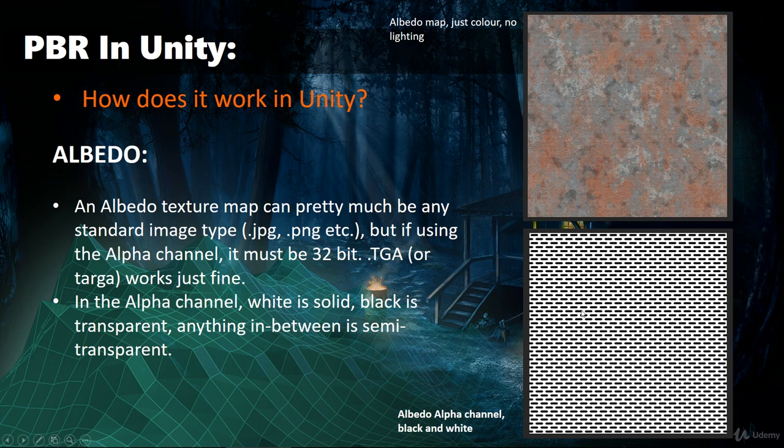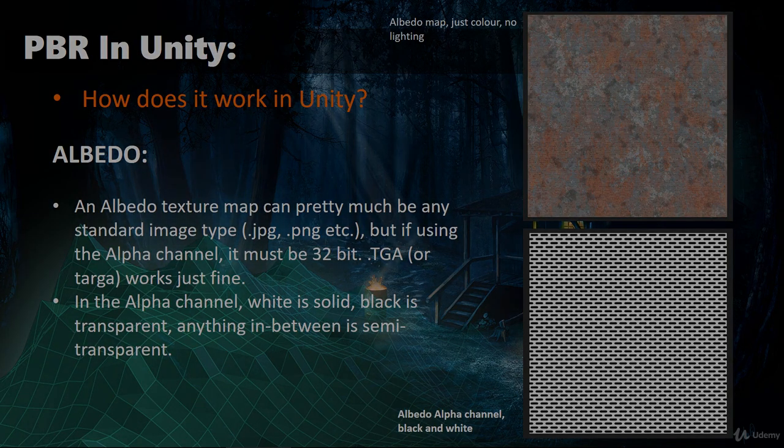This here below it is the alpha channel of that map. I've separated them because I couldn't show them together, but they are part of the same image file. So that's the alpha channel, and this is the RGB channel of the albedo map. If you're not familiar with how it works, white represents solidity, so anything that's white will show up in the texture map. Anything that's black, you'll be able to see through it. Anything in between is semi-transparent. So let's go and have a look at it inside Unity.